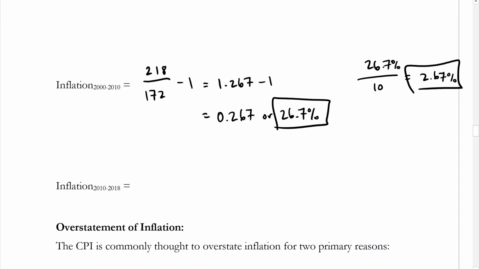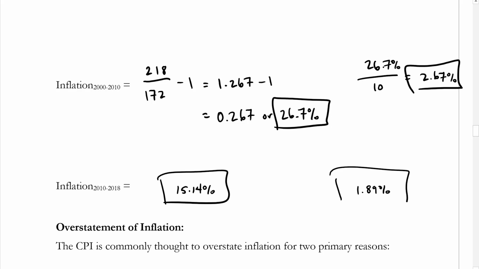And then finally, the last one is there for you to try, but I will give you the numbers. If you want, go ahead and pause the video and do it first. But in the end, you should have the total inflation, 15.14%, and the average inflation per year is 1.89%. Okay, so double check your numbers on that. And once you do, you should be all set. That's going to be it for this video.